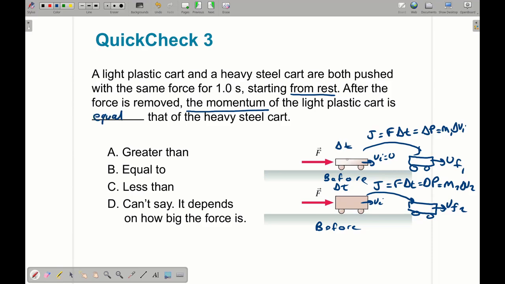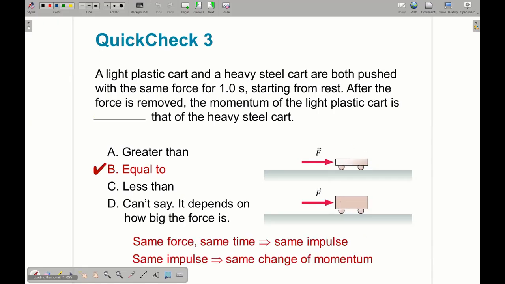And if we do more thinking, assume this card is M, this card is 2M, and I'm applying the same force for the same amount of time. So the heavier card will have a lower final speed, but not momentum. Momentums will be the same. Again, why? Because the same impulse is applied. Impulse is equal to change in momentum. Both started initially with 0 momentum, so they will have the same change in momentum. All right, the answer is equal. Same impulse, same change in momentum.